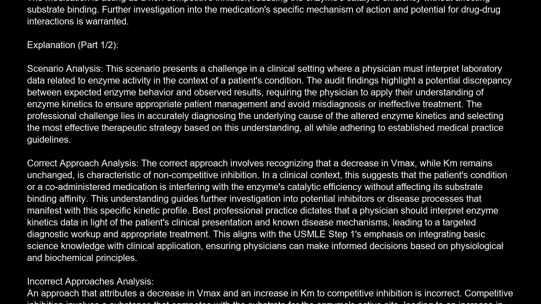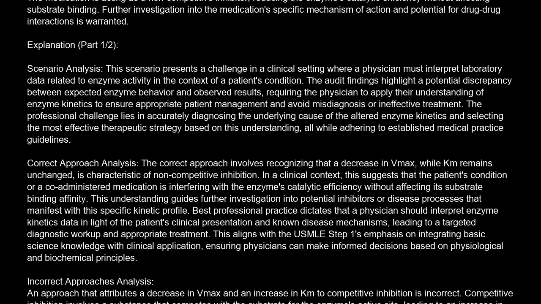Explanation. Scenario analysis. This scenario presents a challenge in a clinical setting where a physician must interpret laboratory data related to enzyme activity in the context of a patient's condition. The audit findings highlight a potential discrepancy between expected enzyme behavior and observed results, requiring the physician to apply their understanding of enzyme kinetics to ensure appropriate patient management and avoid misdiagnosis or ineffective treatment.